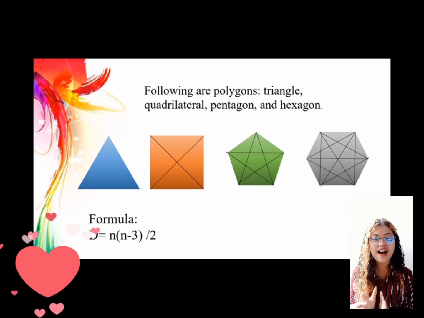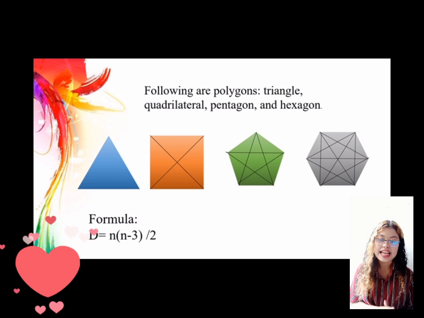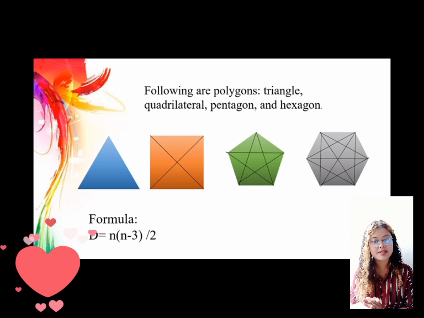I think you are now ready for our discussion. But I want you to remember the formula to get the number of diagonals of a polygon: d equals n times n minus 3 divided by 2. D represents the diagonals and n represents the number of sides of each polygon.